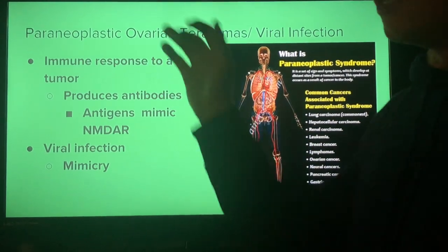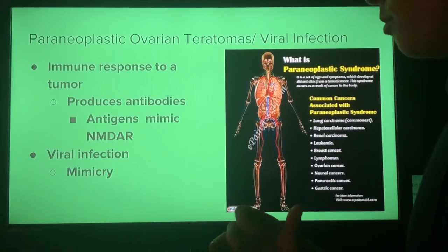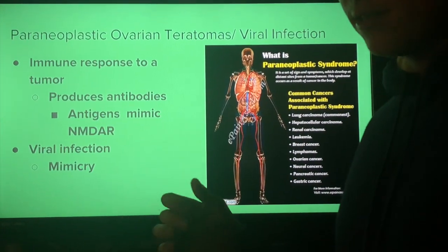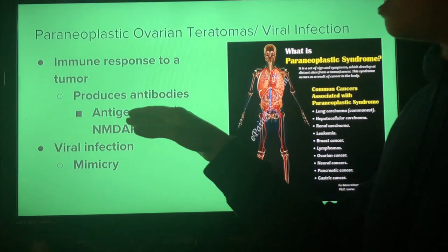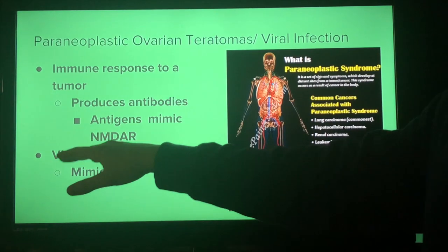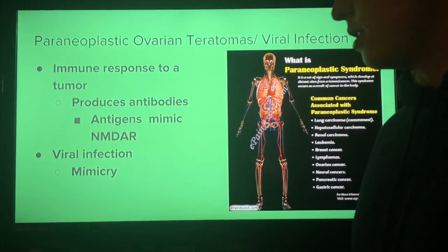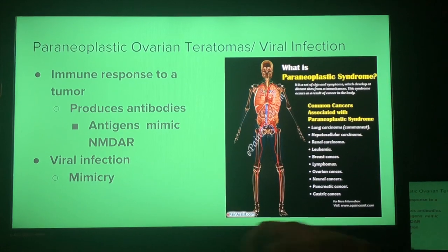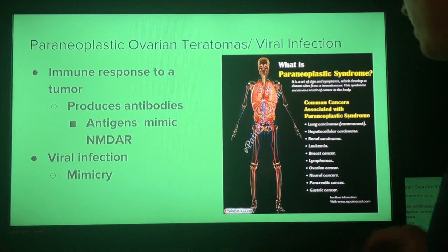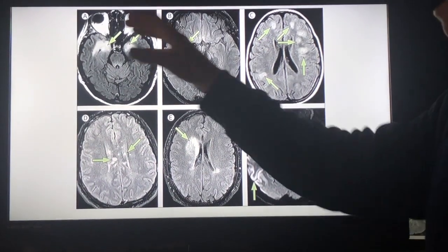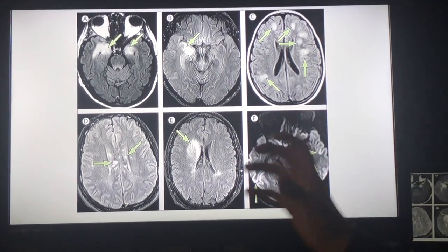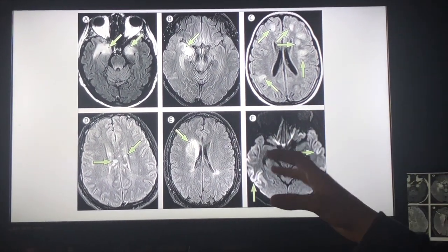There's an immune response to this tumor. The ovarian tumor has antigens on it. These antigens produce an immune response, but these antigens also mimic the NMDA receptor, which causes an autoimmune response, right? Then we have viral infections that can mimic this as well. So you're having antigen mimicry of this receptor, which is causing inhibition of the receptor activity. As you can see here, the functional changes due to the lack of activity in this receptor are very severe.